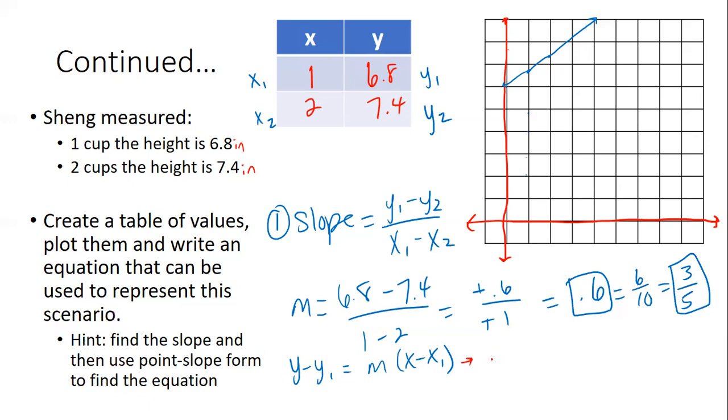I know that y1 is 6.8. I know that my slope now is 0.6. And I know that my x1 is 1. Okay, I want you to take a moment to simplify and get y by itself. So you're going to simplify and get y by itself.